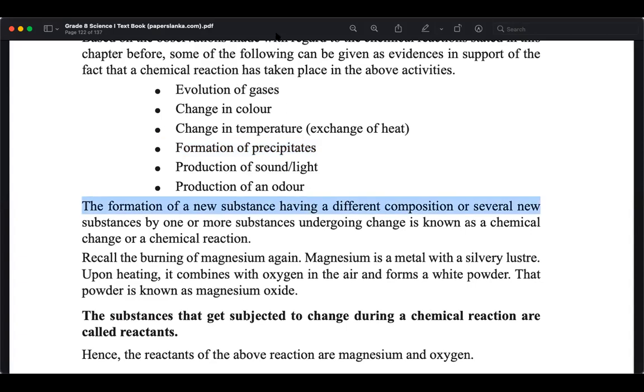So that can also be. Basically, if a reaction forms ammonia, we can feel that smell.